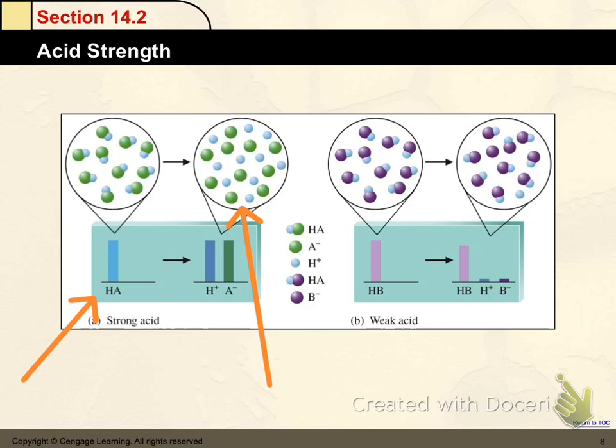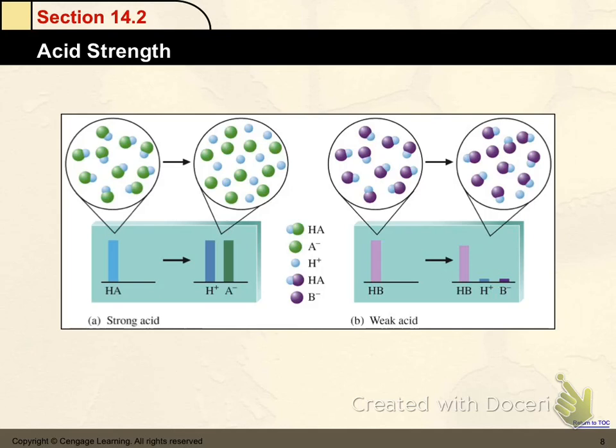Or it ionizes, dissociates or ionizes. So everything has broken apart into its constituent ions. So if you take a look at the bar graph, which is kind of neat, we have the same height H and A as we did HA originally. It's a lot of arrows. Sorry about that. So that's what makes a strong acid.